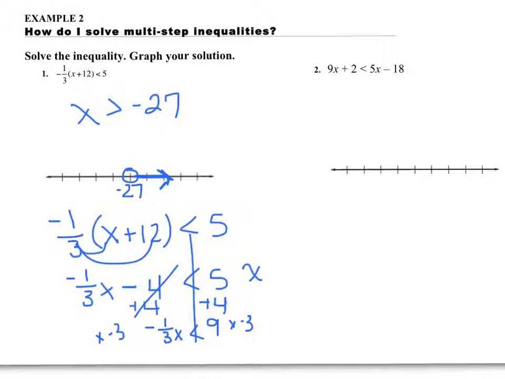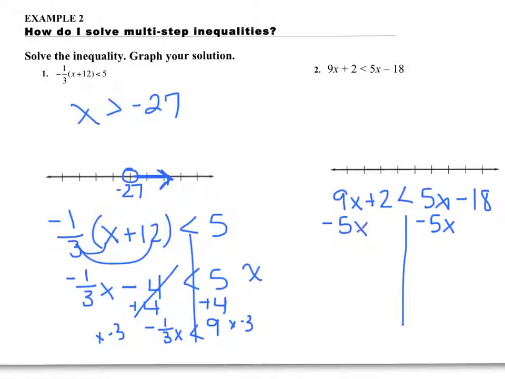All right, our next one, 9x plus 2 is less than 5x minus 18. So first of all, check to see, can you simplify anything on each side? And I can't because they're not like terms. So now let's go ahead and combine our variables. We're going to have negative 5x, minus 5x. It doesn't matter which side. I always like to leave my x to be positive. So I'm going to have 4x plus 2 is less than negative 18.